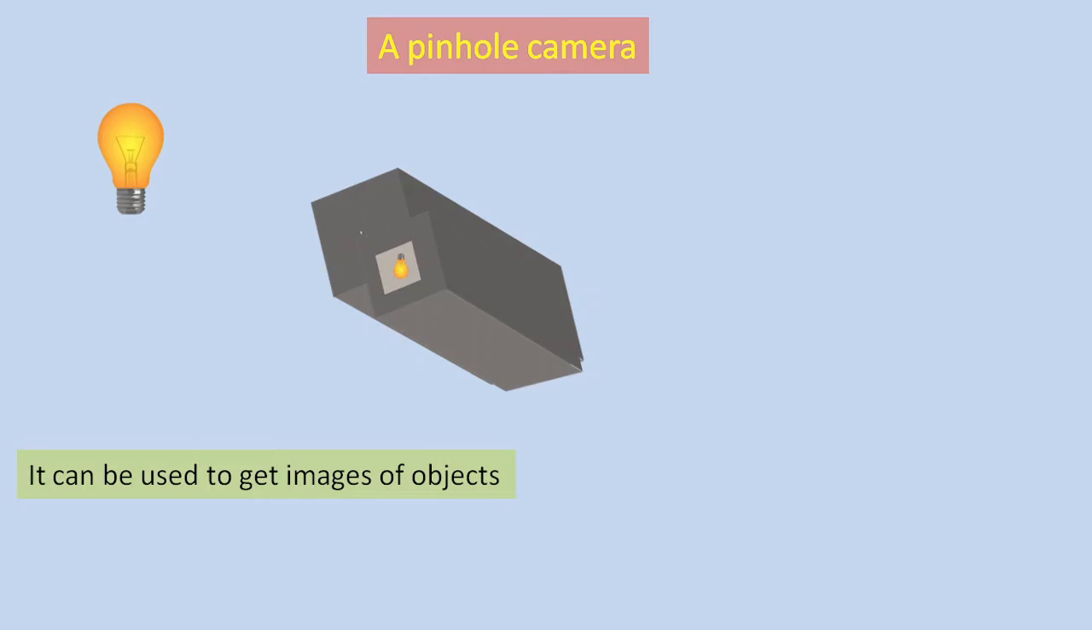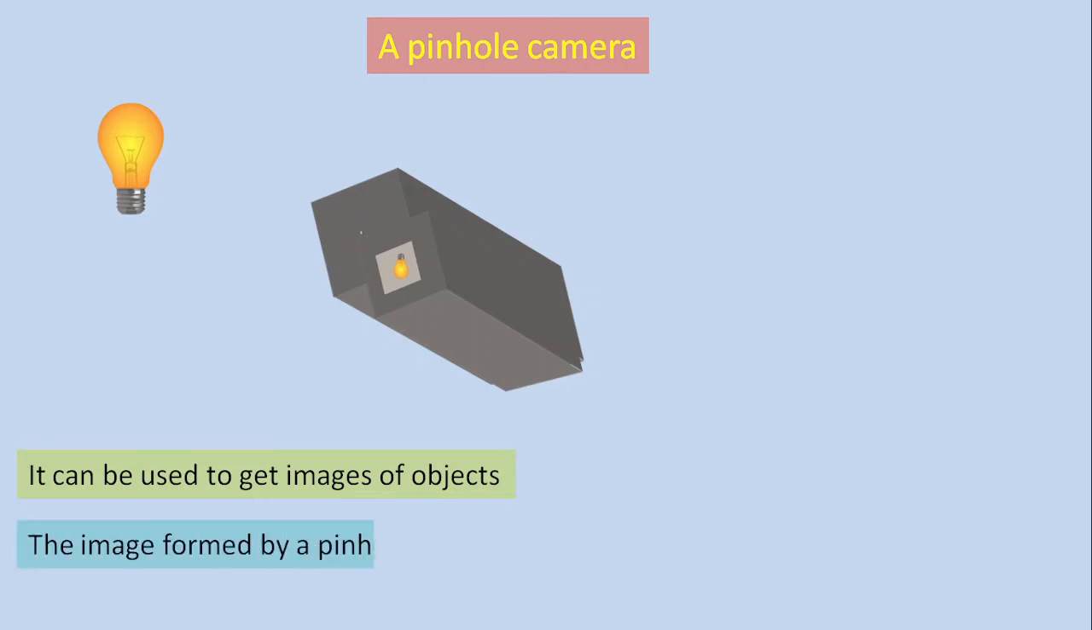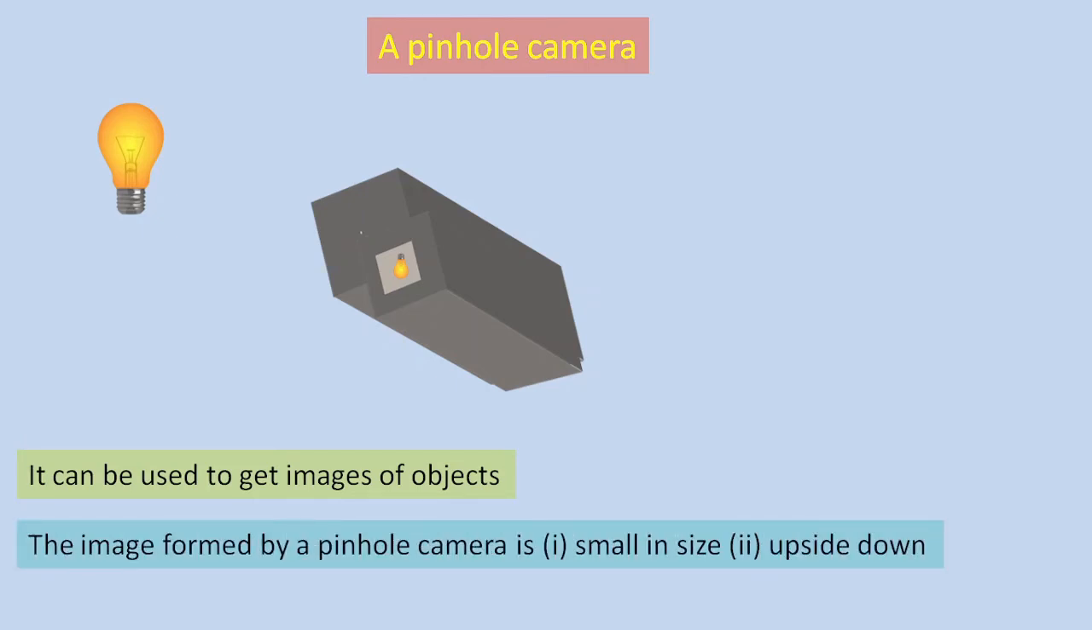It is also clear that a pinhole camera makes the images of object which are small in size. We can say that the image formed by the pinhole camera is small in size and also it is upside down, meaning the image is inverted.